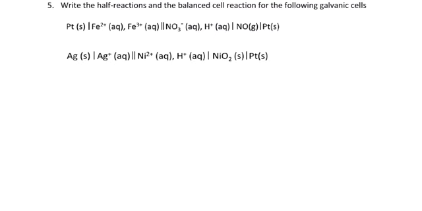Question 5, on the other hand, is also asking us to write the half reactions and also the balanced cell reaction for the following galvanic cells. So whenever you see platinum, in most cases it's because the actual half cells or half reactions don't have the solids that may represent them. I don't know if that makes sense.